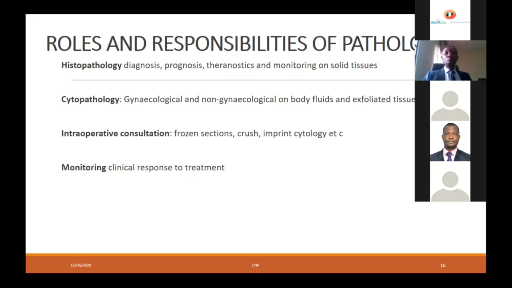Then we are involved in intraoperative consultations as well. What do I mean by that? If you are in theater, you suddenly meet a tumor that you need to decide how far your surgery should go. The pathologist can help. Even in centers where they do not have frozen section facilities, you can still do imprint cytology, you can still do crush cytology. I know this has to be developed further, but those are things that are possible.